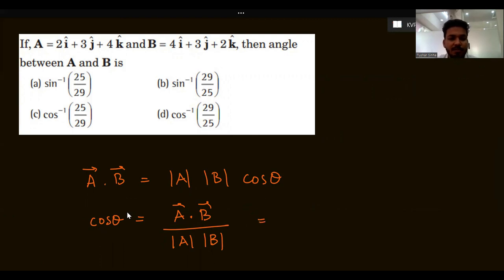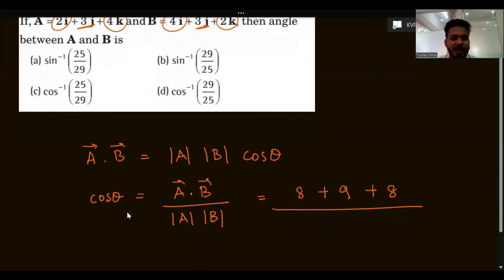Now A dot B is very simple. I just multiply the coefficients here. So 2 fours are 8, plus 3 threes are 9, plus 4 twos are 8. So all I did is find A dot B from this component form. I multiplied 2 times 4, then 3 times 3, and 4 times 2. So this is the A dot B on the numerator.